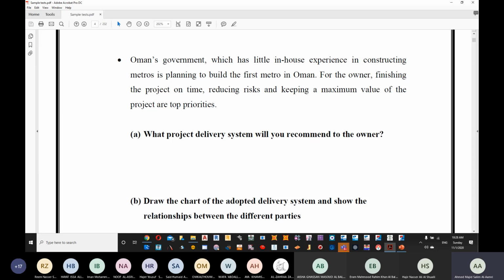Now, whatever we can see here, we have different methods. We have lump sum or fixed price. We have something called cost plus contracts. We have time and material contracts, and then we have unit pricing contracts. Today we are going to finish lump sum contracts.